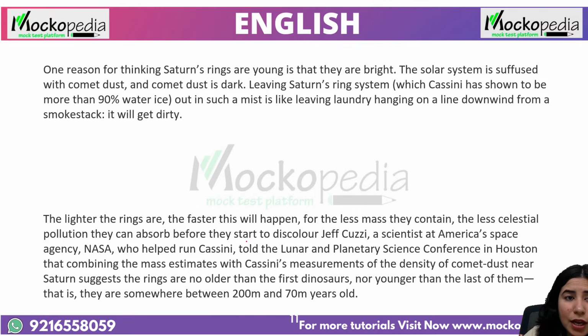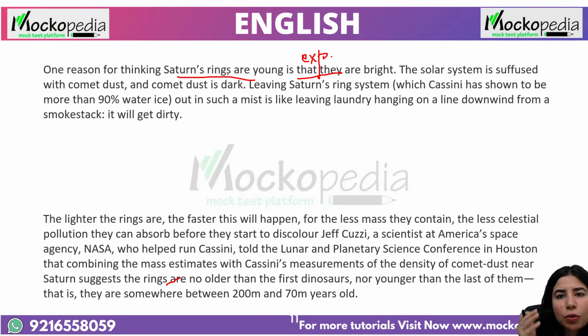So let's read this. One reason for thinking Saturn's rings are young is that they are bright. So first, how do we think Saturn's rings are young? Then they're providing an explanation: because they are bright. The solar system is suffused with comet dust, and comet dust is dark. Leaving Saturn's ring system, which Cassini has shown to be more than 90% water ice, out in such a mist is like leaving laundry hanging on a line downwind from a smokestack. It will get dirty. So they are saying that the solar system is suffused with comet dust, and the comet dust is dark.